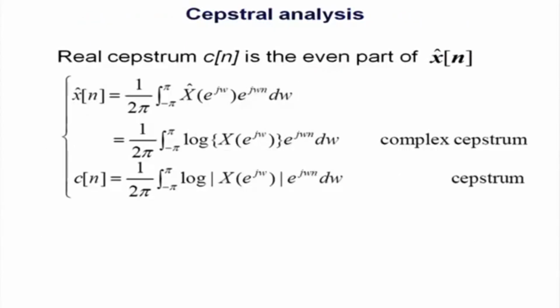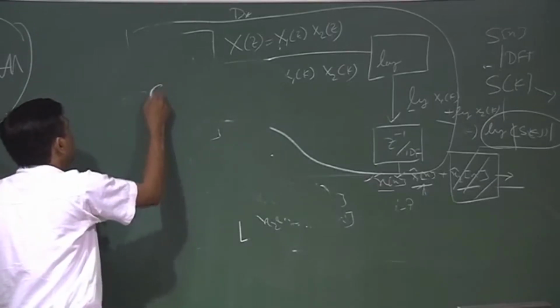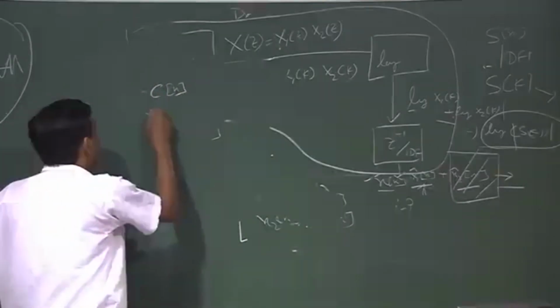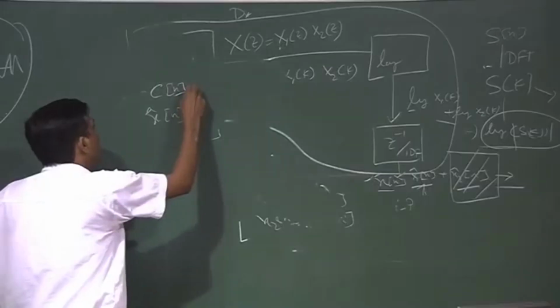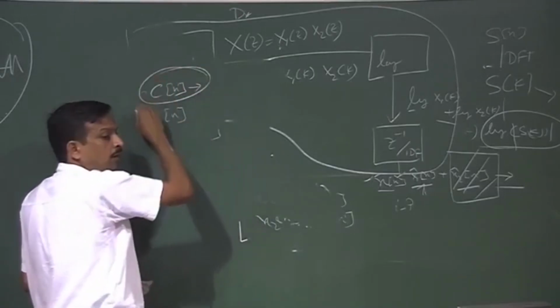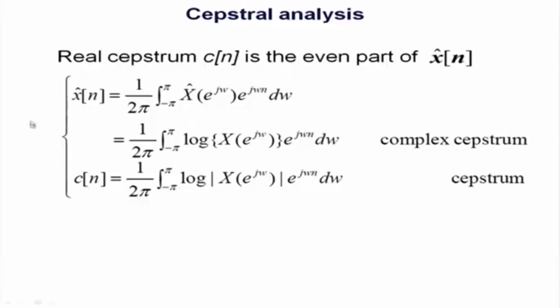So in Cepstral analysis there are two kinds of Cepstrum. One is called the real spectrum, which is represented by c n, or it can be the complex spectrum, which is x cap n. If I only take the log magnitude part, then it is the real spectrum. If I take the whole signal, this is the complex spectrum. So complex spectrum x cap n is 1 by 2 pi times the integral of x cap e to the power j omega times e to the power j omega n, where x cap is the log of X of e to the power j omega. Have you understood or not?